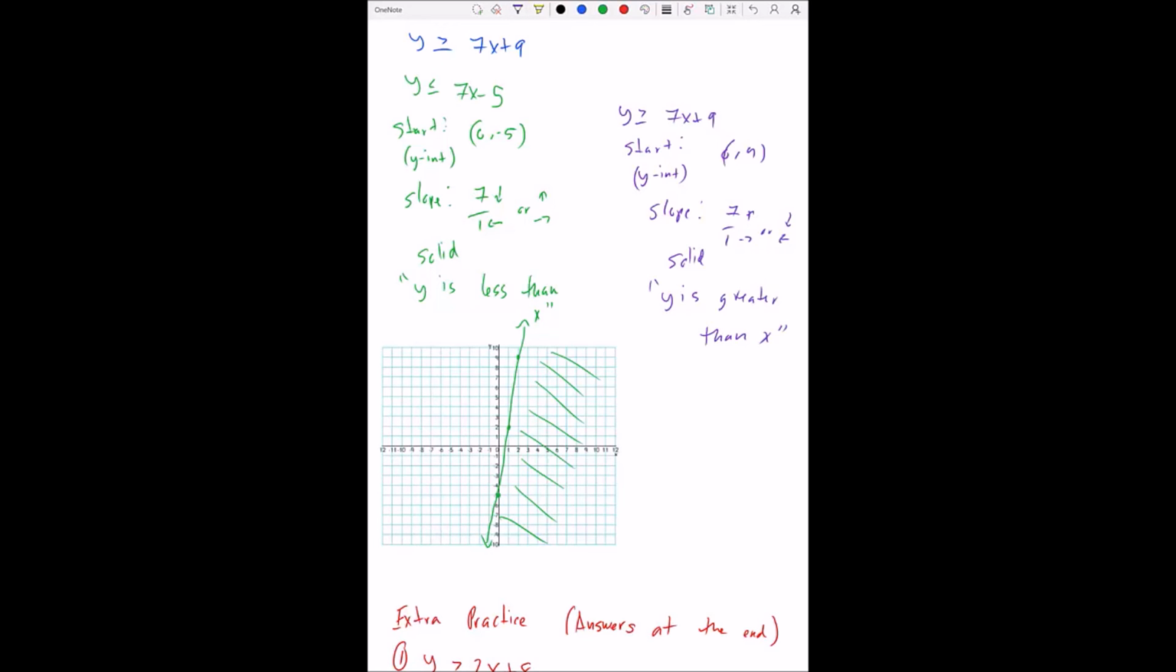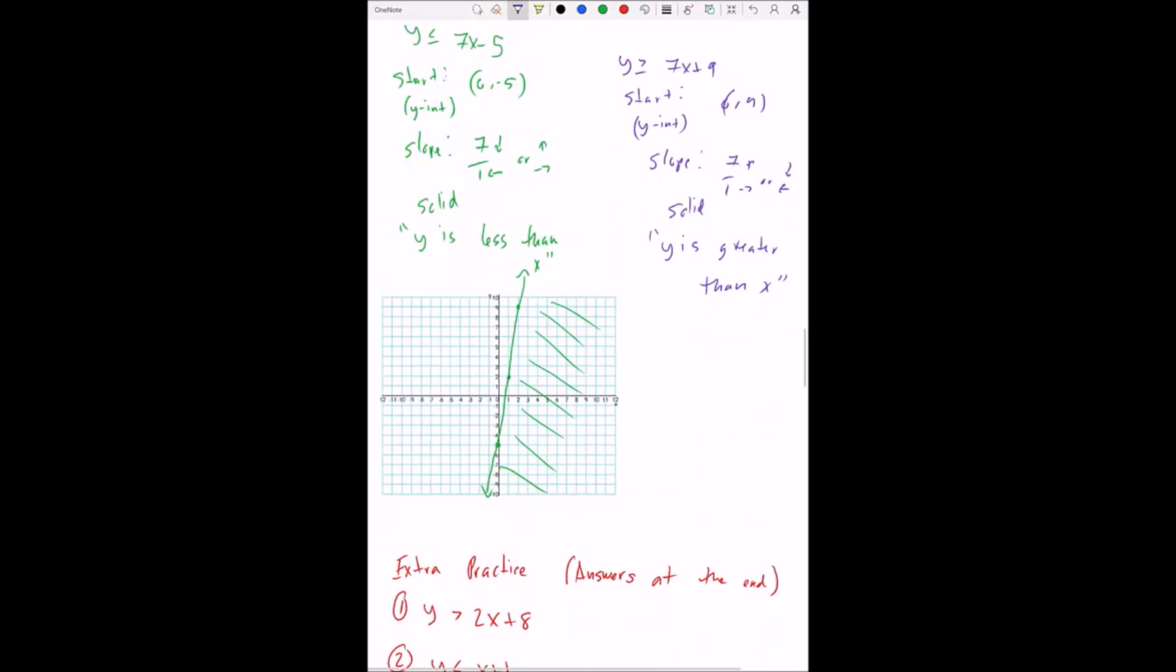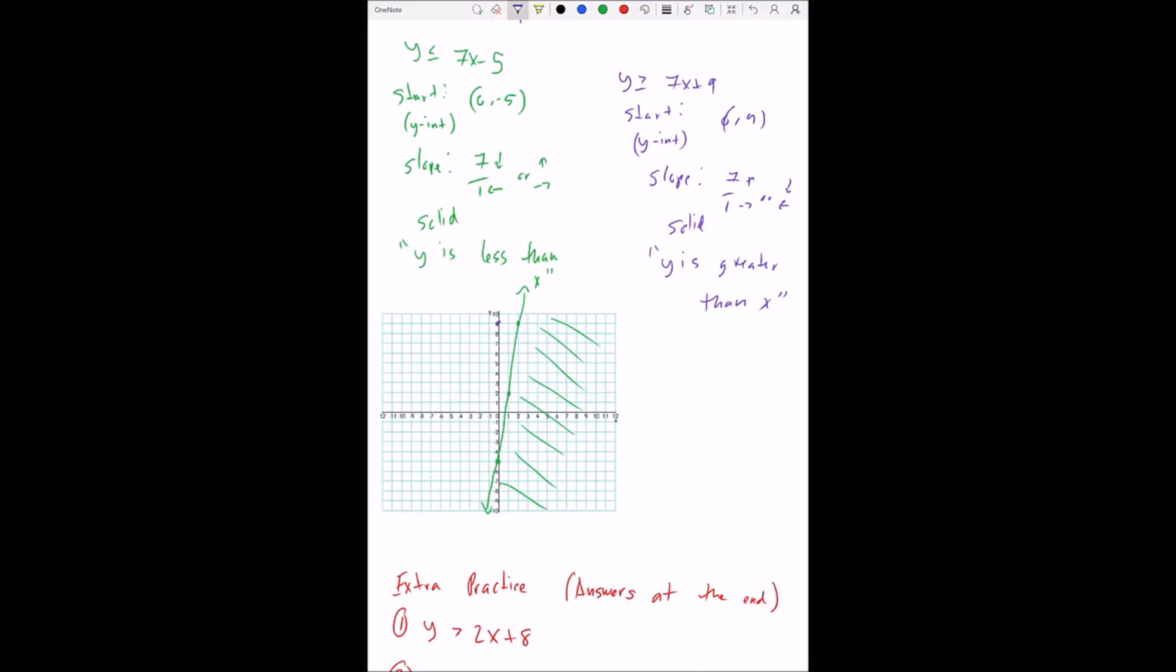Alright, so let's graph our line. We're going to set it at 0, 9. And I'm going to go down 7, left 1, down 7, left 1. And I'm going to connect the dots with a solid line. And it says y is greater than x. So we know from the previous line that right is less than, so we're going to go left. In this case, we don't have any shaded regions.